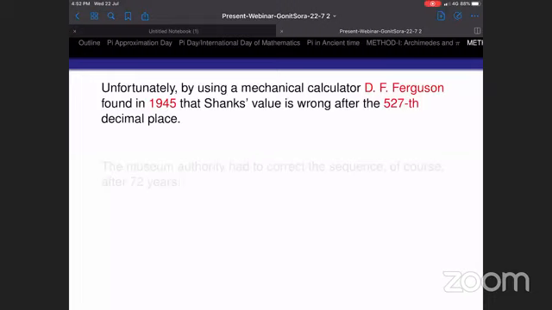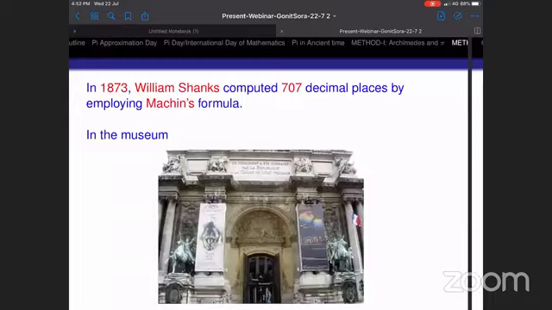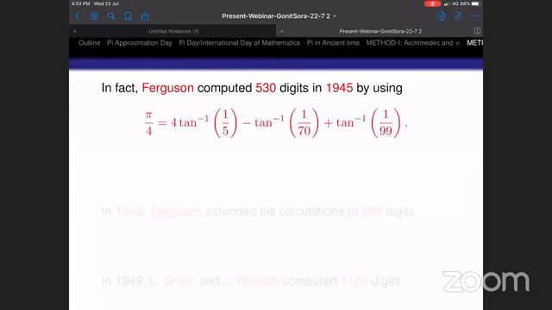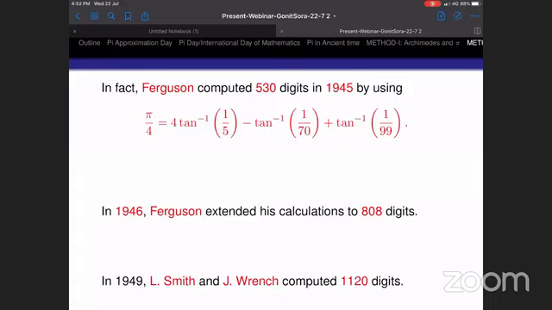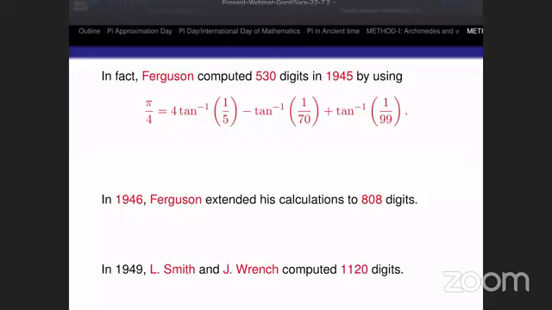And also the mathematical world actually thought that William Shanks' 707 decimal places was correct. In fact, Ferguson calculated 530 digits in 1945 by using this Machin formula. And in 1946, he extended this to 808 digits. Then in 1949, Smith and Wrench calculated 1,120 digits. So before the advent of computers, the value of pi was calculated up to 1,120 digits.